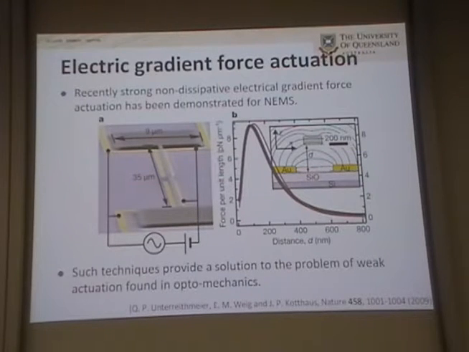This is a technique we use called electrical gradient force actuation, where you apply an electric field over a dielectric resonator, and the electric field polarizes the resonator, and then the resonator wants to go to the peak of the electric field. So you can make it move. This is quite a beautiful technique because you don't need to grab hold of the resonator and move it. So it's non-dissipative. You don't introduce damping.